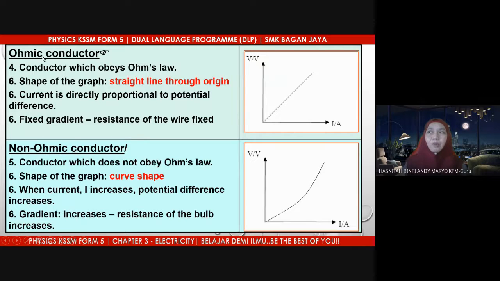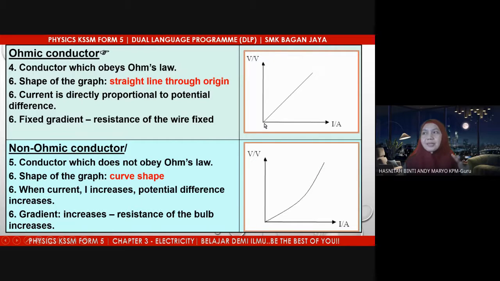So for the ohmic conductor, you can write that current is directly proportional to potential difference, or potential difference is directly proportional to current. Meanwhile, for the non-ohmic conductor, this is the relationship: when current increases, potential difference increases. And then next for the gradient, this has a fixed gradient.